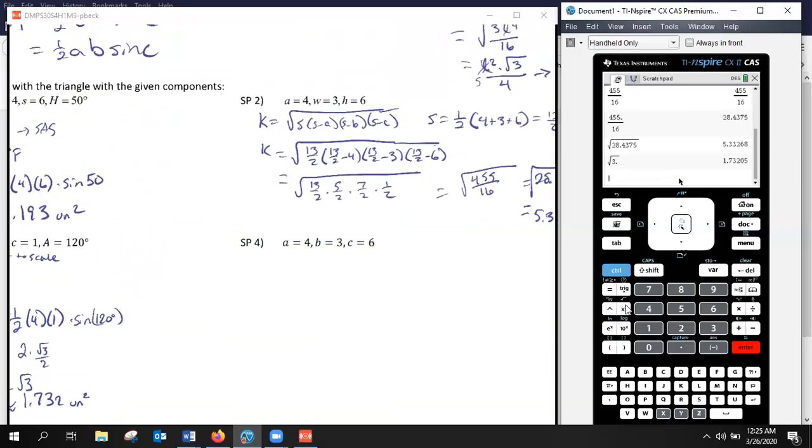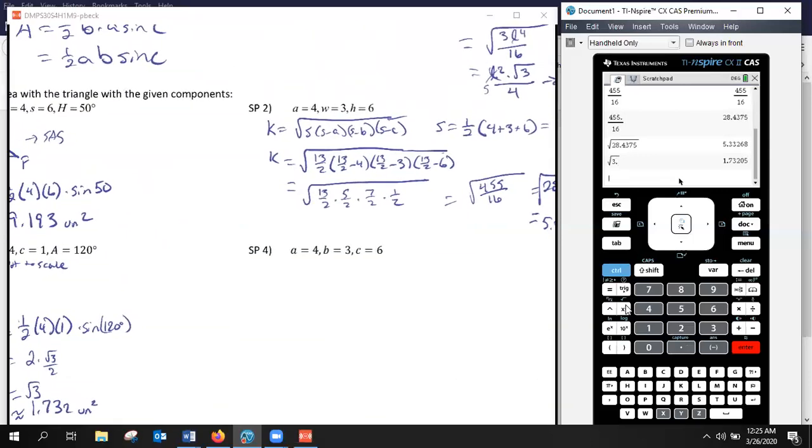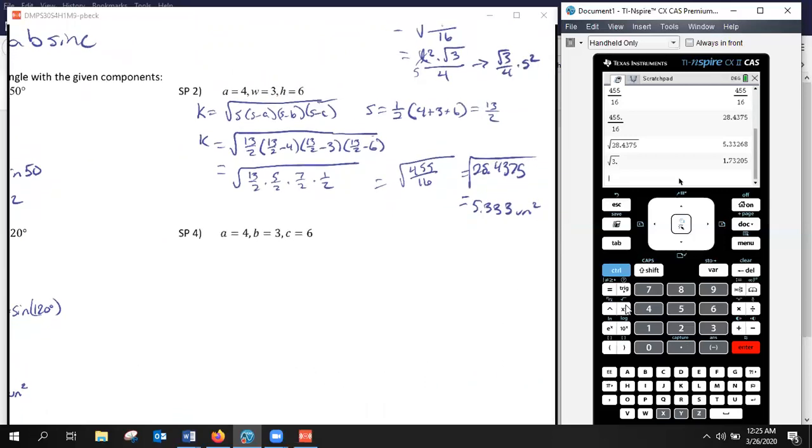And then example number 4, if you look, is just the same as example number 2, just different variables. So let's go ahead and say this is 5.333 units squared. Don't worry, we're going to be using this formula again. Actually, let's go ahead and change it. So let's call this example 4b.